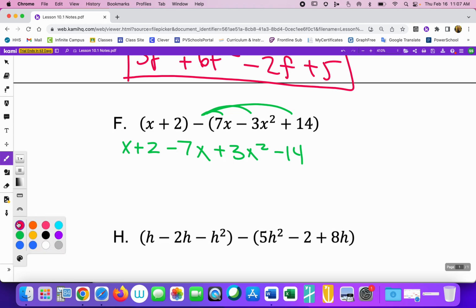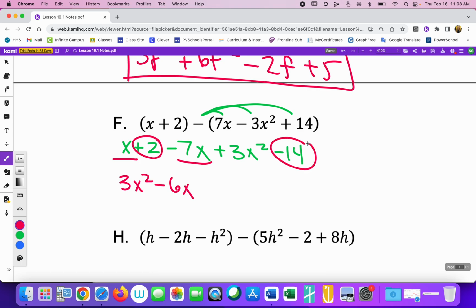What goes first? The 3x squared. It has no like terms, so we're just going to leave it. It goes up front. What follows that? Minus 6x. Good. Negative 6x, because we have a 1x minus 7x. 1 minus 7 is negative 6. And then we finish with positive 2 minus 14. So negative 12. Yes. Okay.